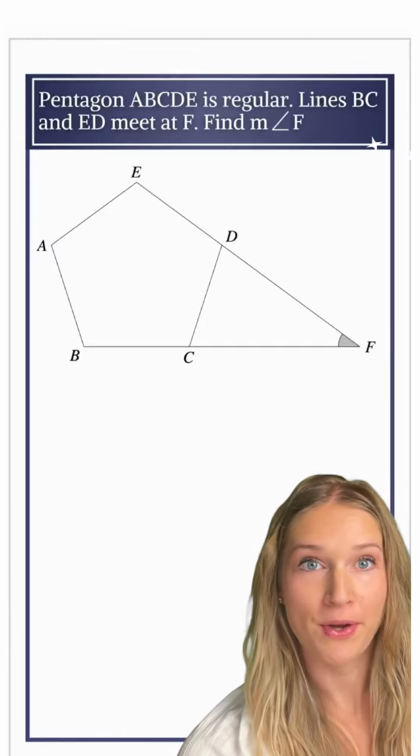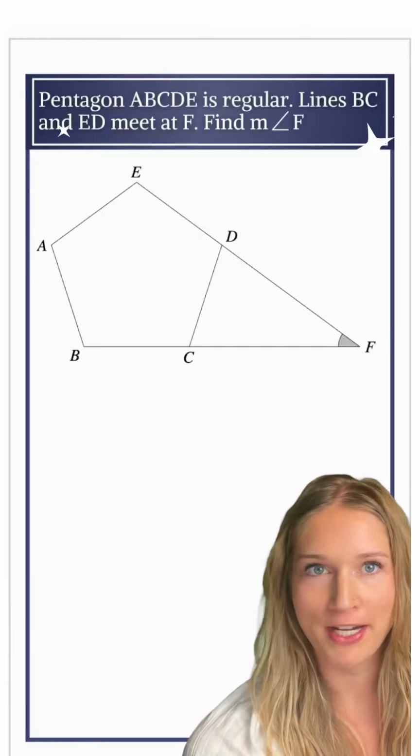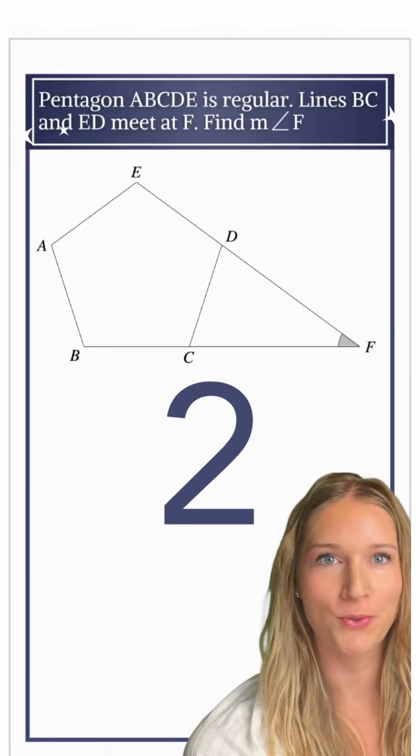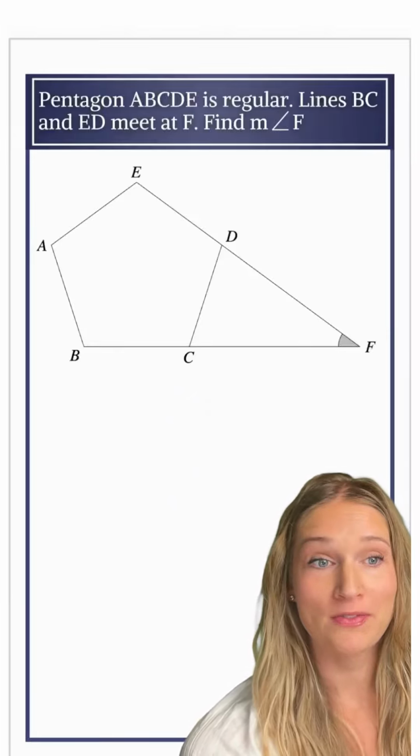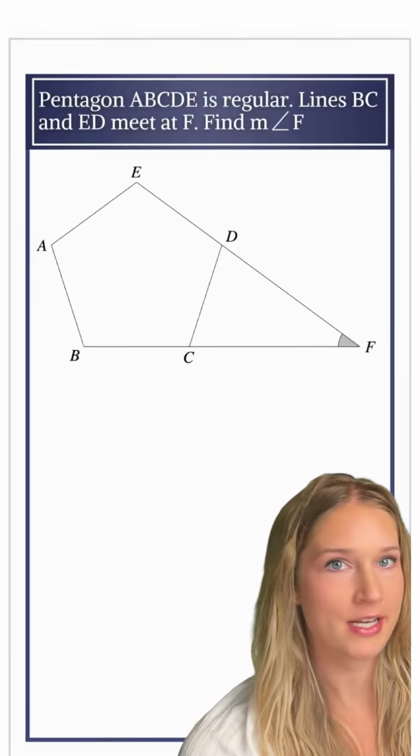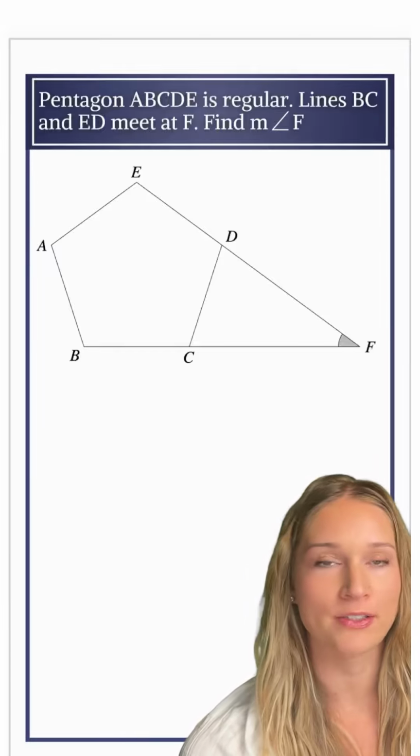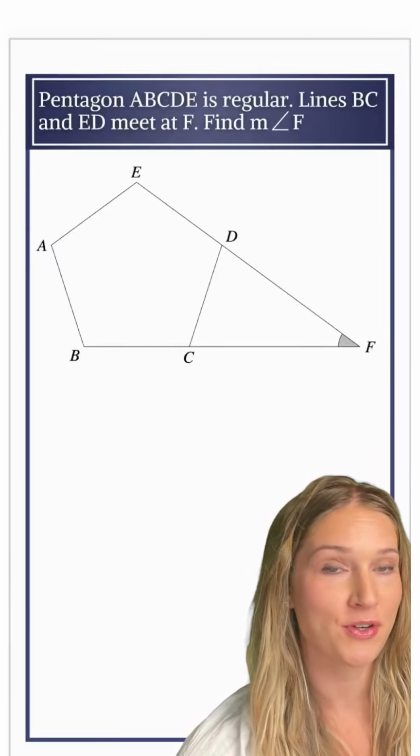If you want to try this one on your own, go ahead and pause the video, but I'm going to go through it in 3, 2, 1. So we've got a regular pentagon. We're extending two of the sides and they meet at a point called F. What we want to know is the measure of angle F.